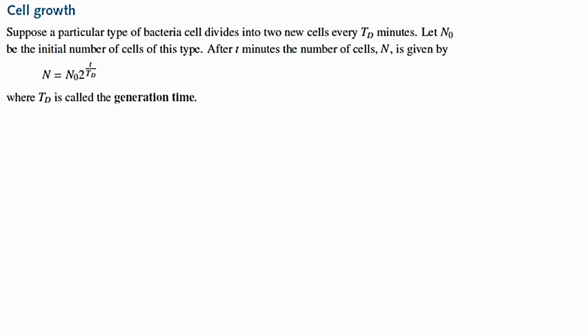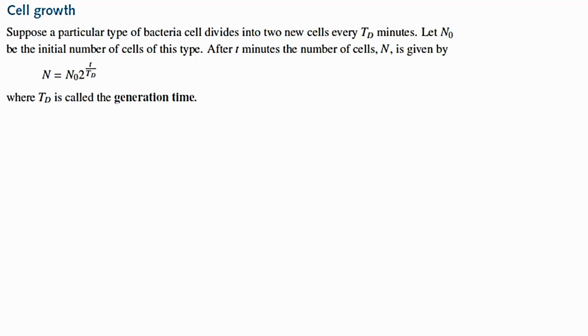Let N naught be the initial number. So how many bacteria you're starting off with? After T minutes, the number of cells N is given by this. So this is the number of cells that you get after a certain time. Now my question is, why is it T over TD? Someone explain to me, what is TD? So TD says that it's 2 new cells for every minute.